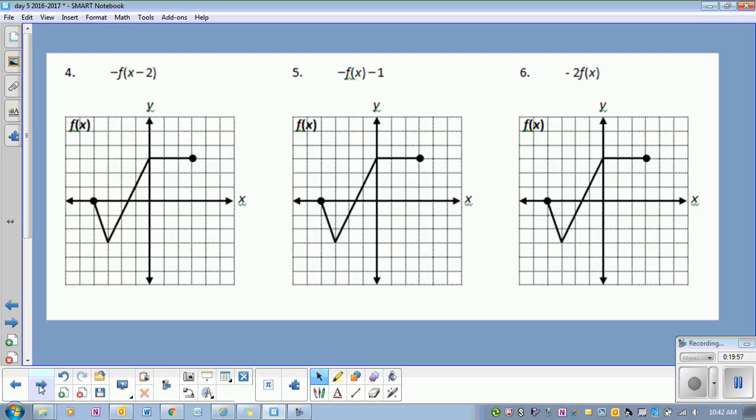So the next one, okay, we have 2 transformations. What are they?